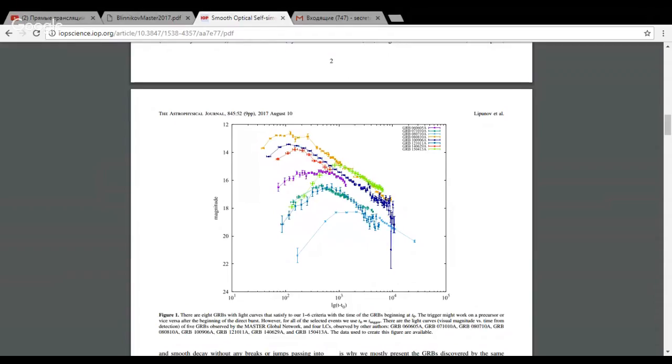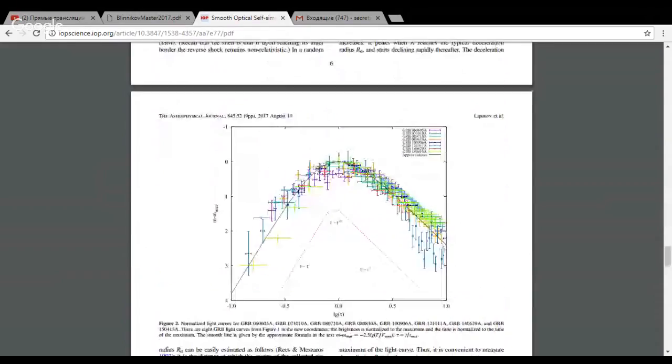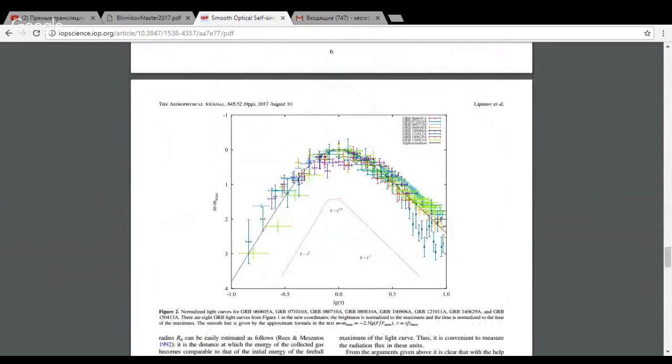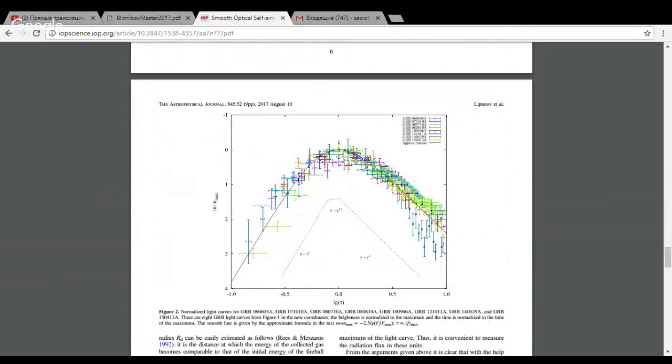But we renormalized this axis into new coordinates, and we found coordinates where these very different curves look very similar. I would like to show you. You didn't take distance into account at all? Just a moment. We found such coordinates not depending on distance. We are not using distance in our coordinates, not included at all. It automatically disappears.